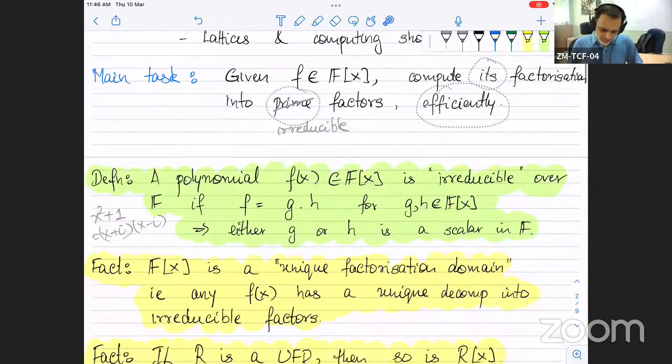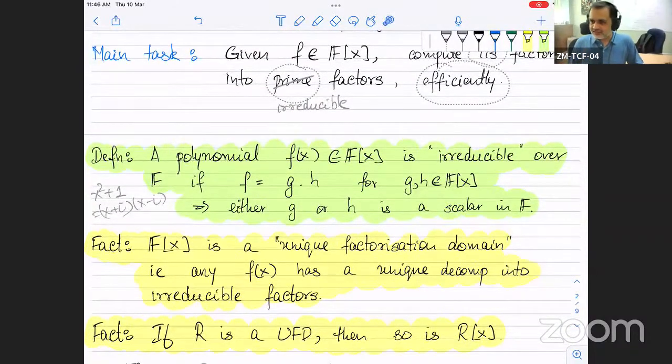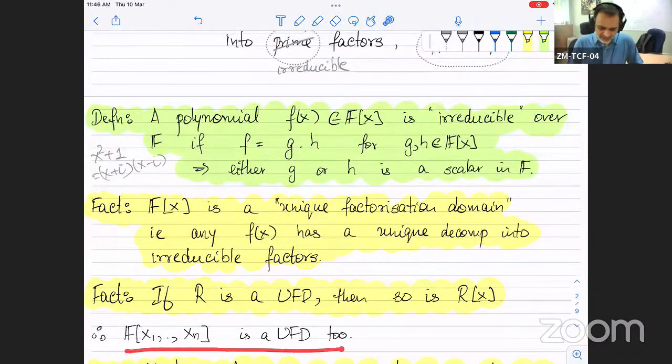And I'll add one more thing, which is a useful fact: whenever you have a ring R that's a UFD, for example, such a ring could be F[x], then it turns out if you add one more variable to the ring, it continues to stay a UFD. The reason this is going to be important is that now I can talk about unique factorization of multivariate polynomials, not necessarily univariate, because I'm continuously using this fact again and again to add one variable at a time.